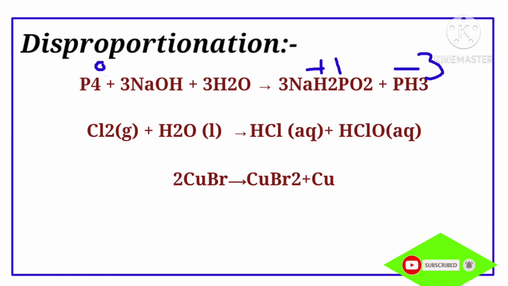In this, P4 having 0 oxidation state increases to +1, that means one electron is lost, so +1. And in PH3 it reduces by 3 electrons, so it produces PH3. So in this, it is a disproportionation reaction.